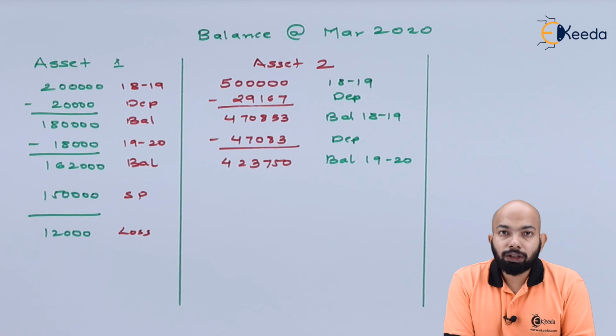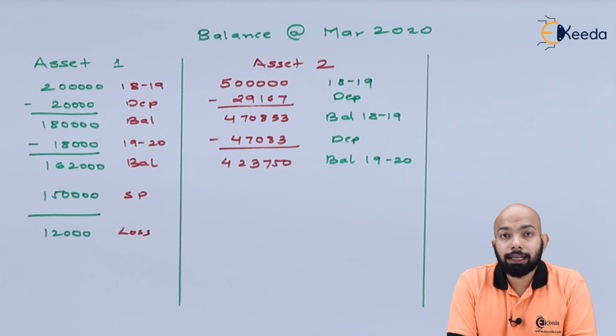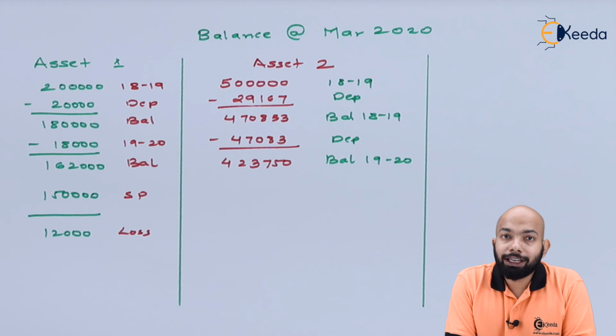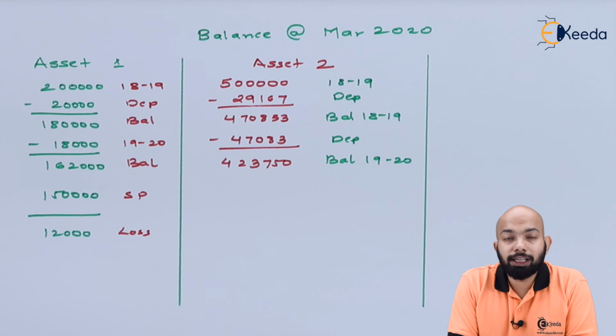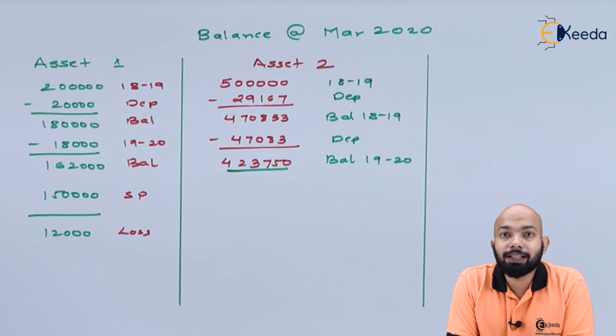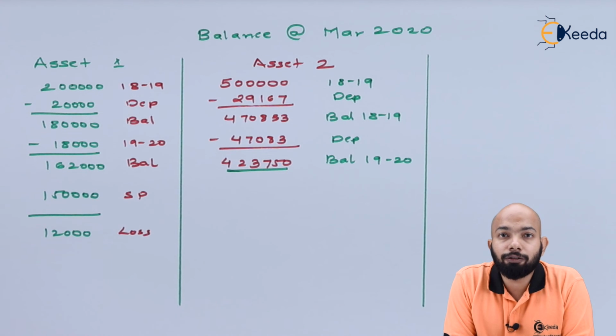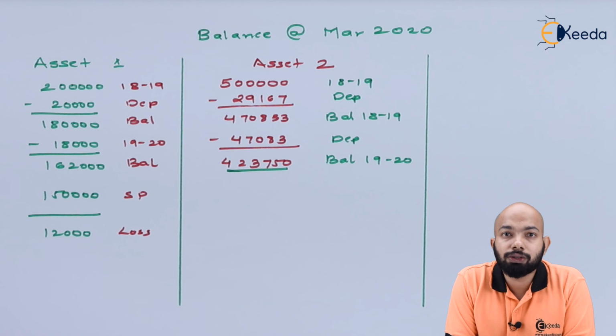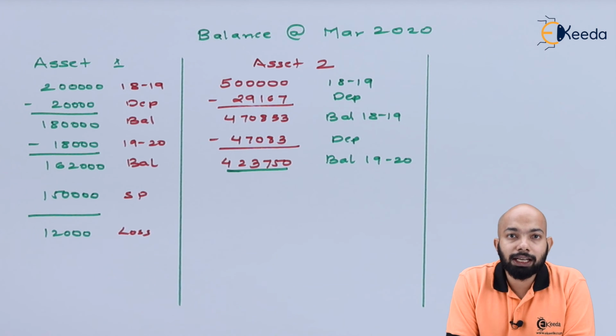For asset 2, we have figured out the balance. The original cost was 5 lakh on that asset, and the depreciation provided on this was 29,167, which is for the usage of 7 months tenure. Now further, the total balance at the end of 18-19 was 4,70,833, on which the next year's 10% depreciation will be calculated as 47,083 rupees, which gives you the balance as mentioned below. 4,23,750 is the balance of asset number 2 at the end of year 19-20, that means March 2020. We have the balance for asset 2 as 4,23,750, which is a written down value method.